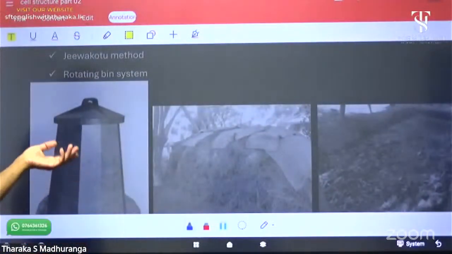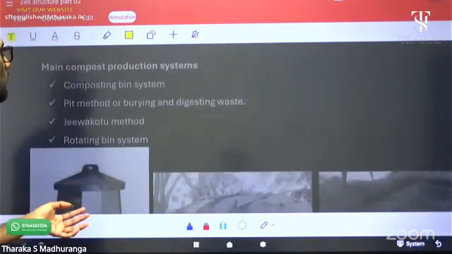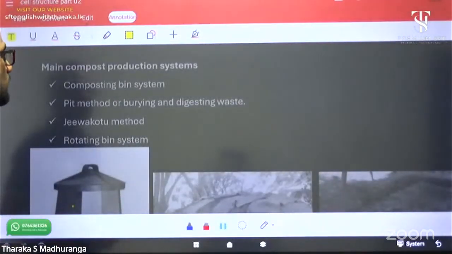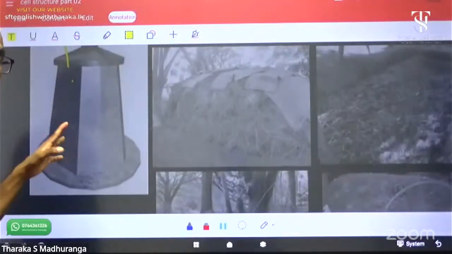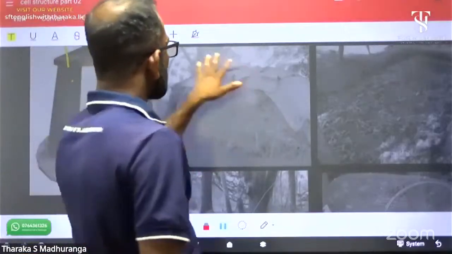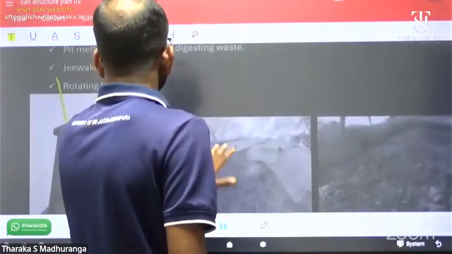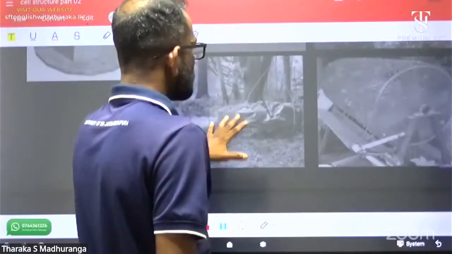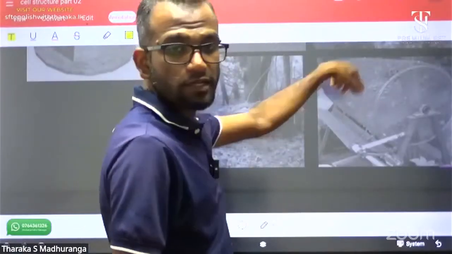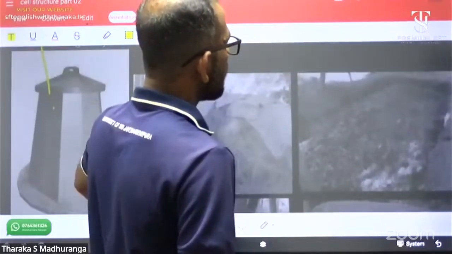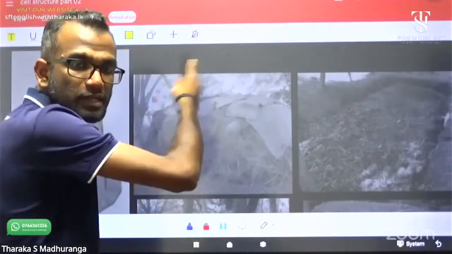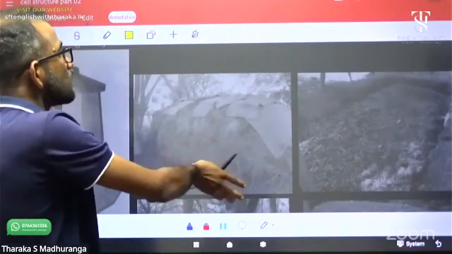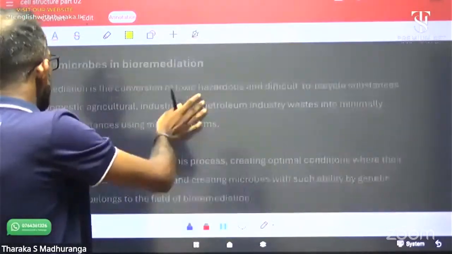There are different types of methods we can use to compost: the composting bin method, pit method, Jiva Kotu method, and rotating bin methods. This is a barrel method, this is a pit method, and this is a rotating drum method. And that one is also a pit, which we call the pile method. For a pile, we have to cover it completely with black polythene.